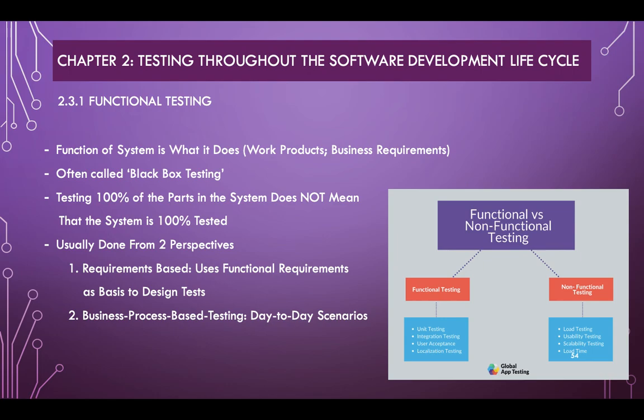Functional testing should be done from 2 perspectives. The first perspective is requirements-based. It uses the specifications for the functional requirements as the basis to design tests, including the objectives, workflow, features, and data input. The other perspective is business process-based testing, which uses knowledge of the business processes. This viewpoint uses day-to-day scenarios that the average user would encounter.